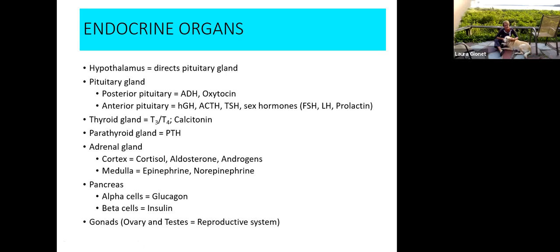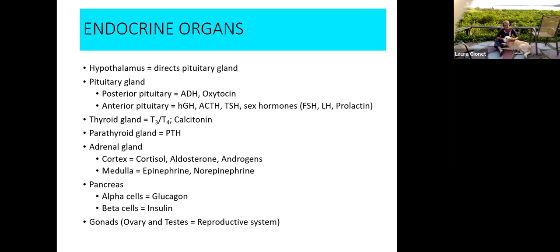Then we go to the pancreas. We have what's called islets of Langerhans. And this region of the pancreas functions in the endocrine system. We have alpha cells that produce glucagon and beta cells that produce insulin. And then further inferiorly, we get into the reproductive organs, the ovaries and the testes. We'll look at that in more detail when we get to the reproductive system.